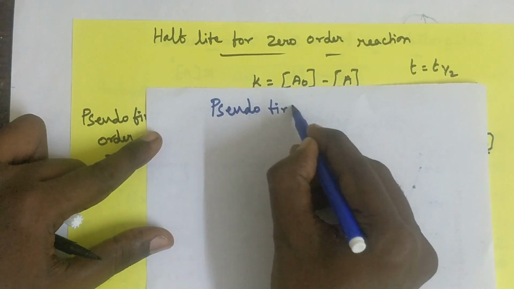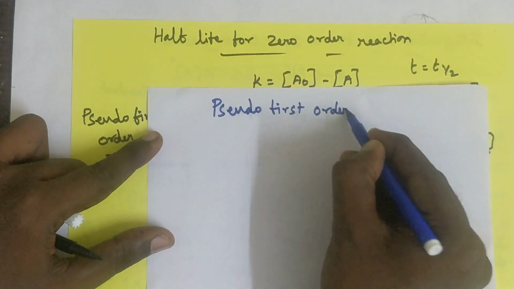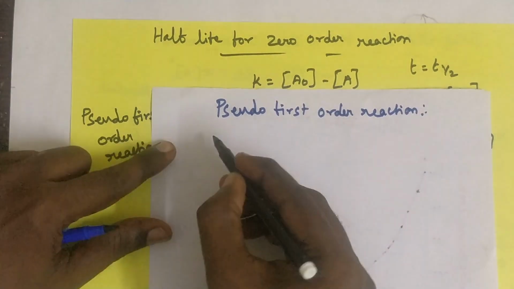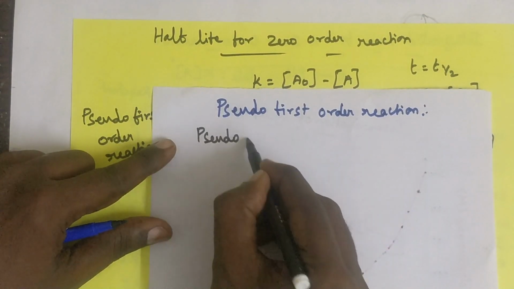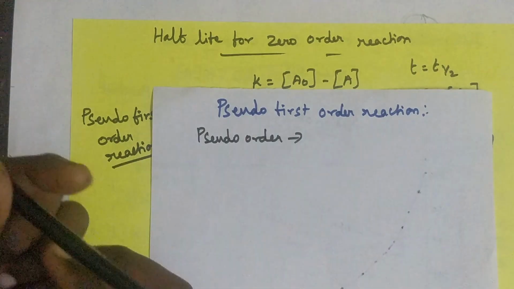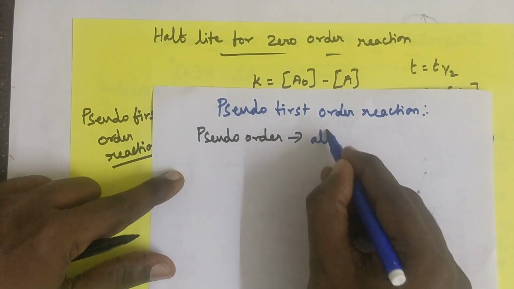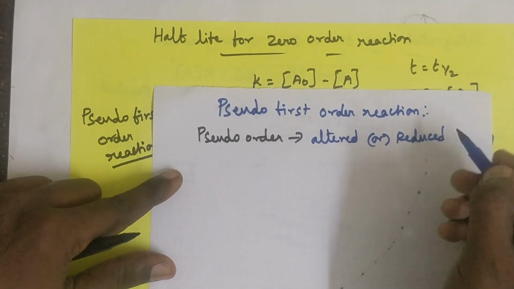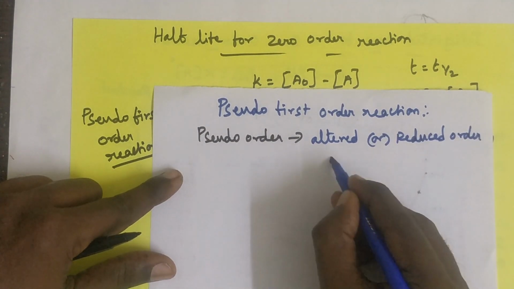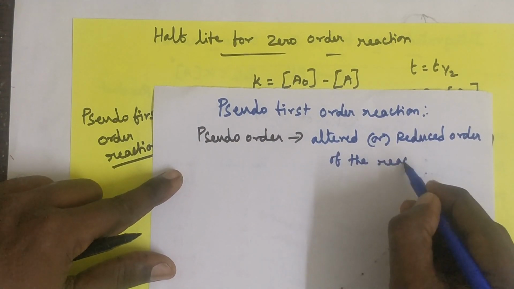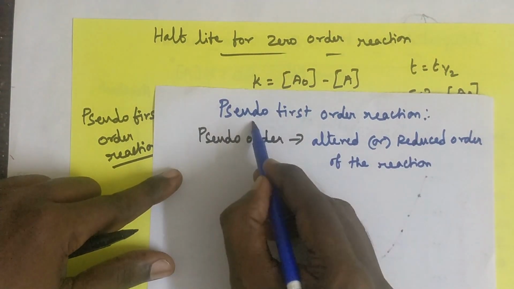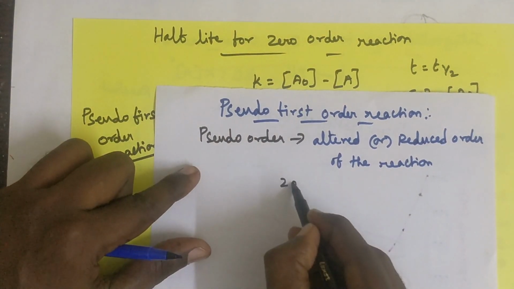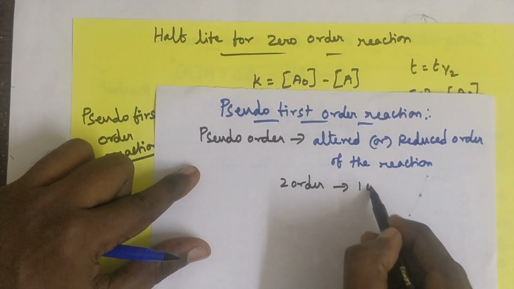Pseudo first order reaction. What is pseudo order? The general definition: pseudo order means an altered or reduced order of the reaction. An altered or reduced order is called the pseudo order of the reaction. You are going to study pseudo first order. Pseudo first order means a second order reaction is converted into a first order reaction.